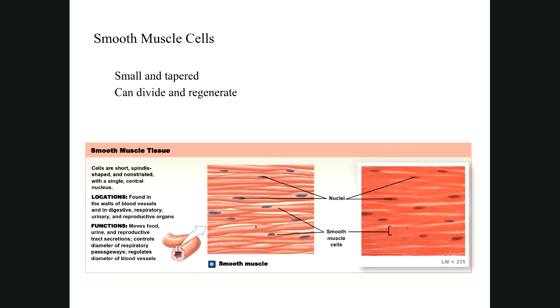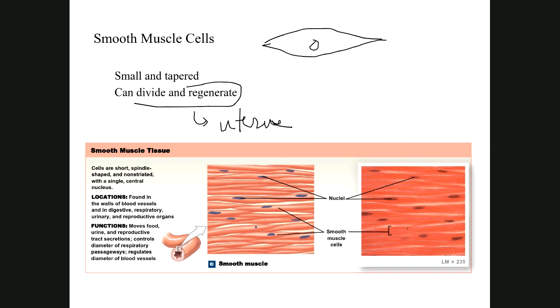Smooth muscle is the one that can divide, and the cells tend to taper at the ends, like this. No striation, and you cannot tell it when to contract either. It's the only one that can divide and regenerate. A good example of that is the uterus. When a woman carries a child or fetus, the uterus gets really big, and then when she gives birth, it can go down as well.